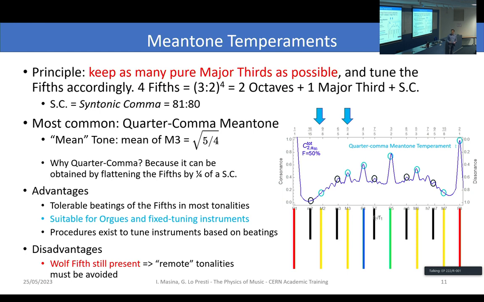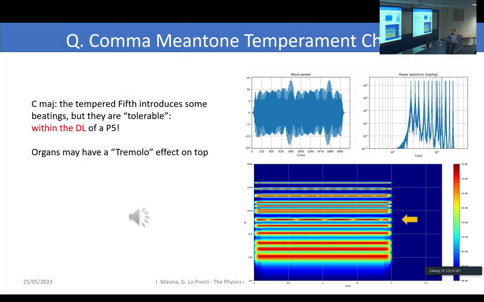But then the problem is that the wolf fifth is still there. Okay, it's a little bit compensated, but it's still there. So the suggestion was don't compose music in what we would call remote tonalities. For people that know music, this would be like having many alterations, so sharps or flats in the key, but try to stay with not so many of them, so that you don't hit the bad fifths that are still there.